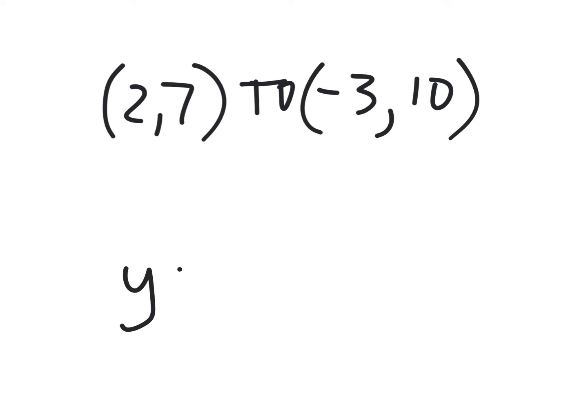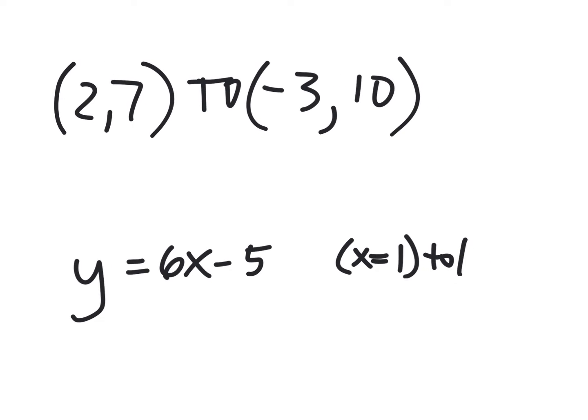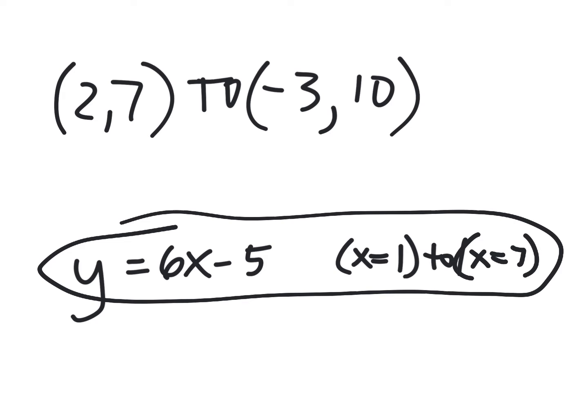What if you had y equals 6x minus 5, but all I cared about was when it went from x equals 1 to, there's a lot of ways you can write these domains, x equals 7. That is all rectangular. It's part of a line. It goes from this to that. You should be able to make that into a parametric. So both of these are things that aren't parametric, and you're writing a parametric for them.